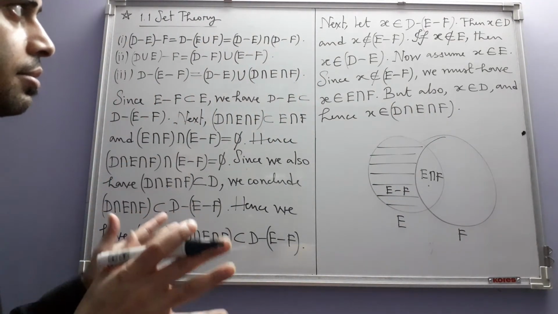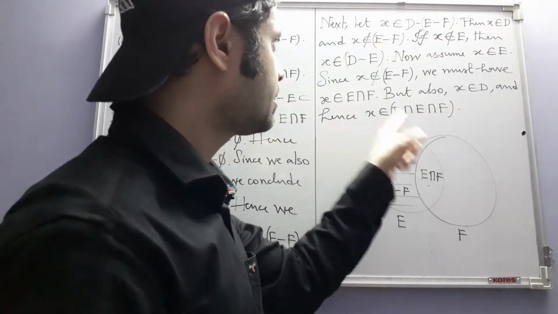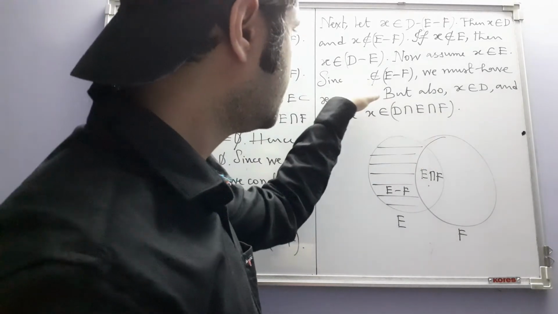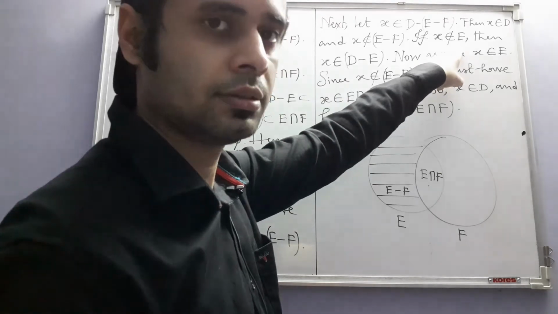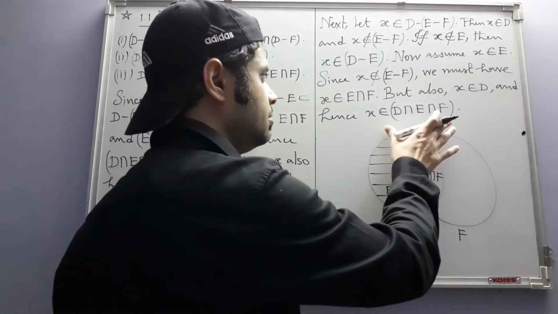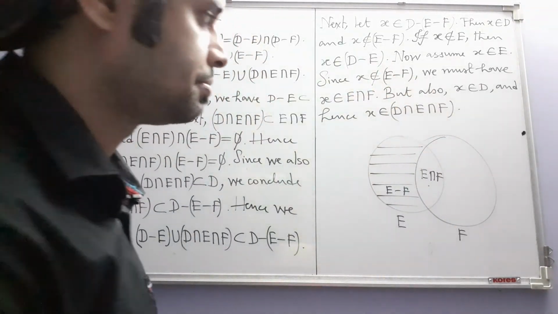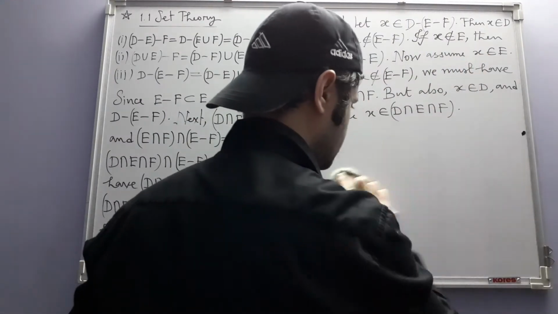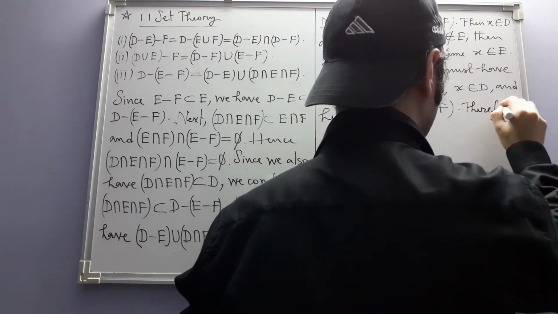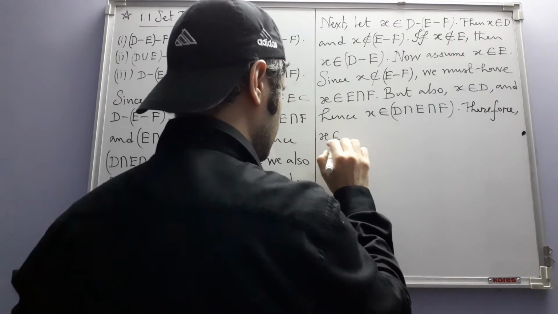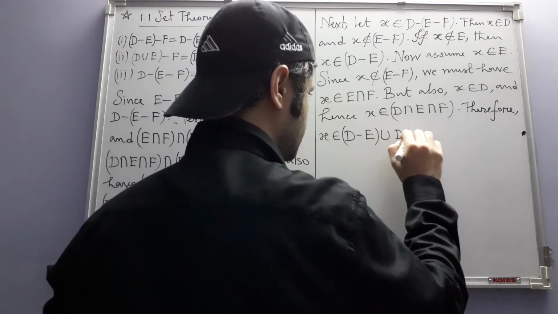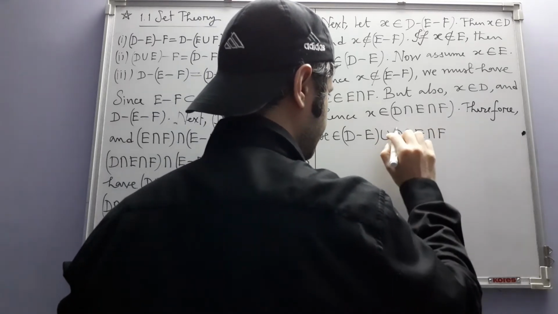So in any case, X is either in D minus E or in this intersection. It is in D minus E when it is not in E, and it is in the intersection when it is in E. So that means X will be in the union of these two sets. Therefore, X belongs to D minus E union D intersection E intersection F.